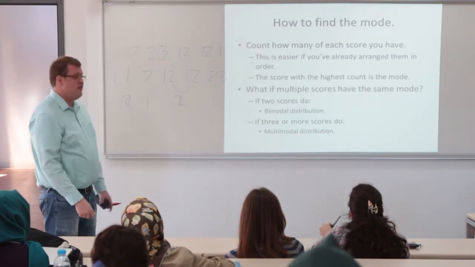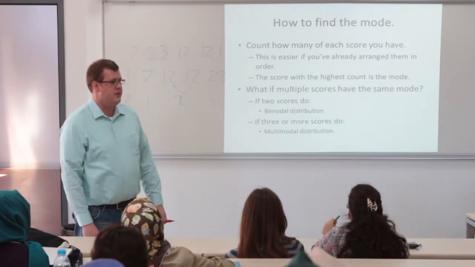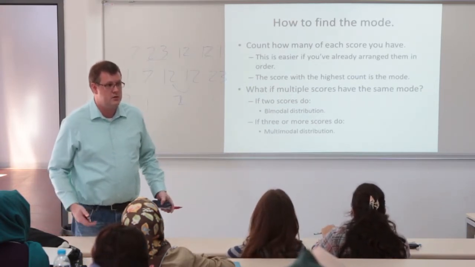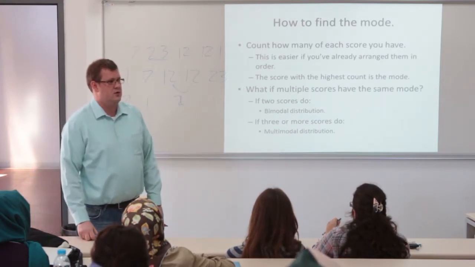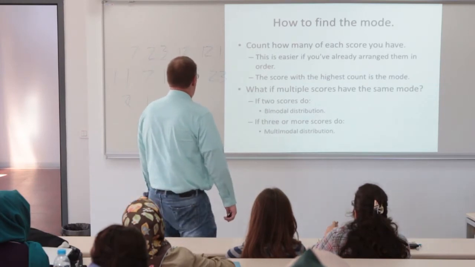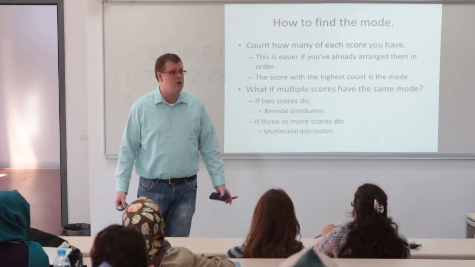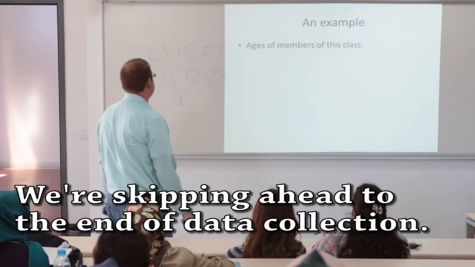If multiple scores have the same mode, if 2 scores do, you call it a bimodal distribution. There are 2 modes. If you have 3 or more scores that have the same counts, that's the highest count, you just call that multimodal. So you have 10 scores with the same, it's just a multimodal. Most of the distributions we're going to be working with are going to be unimodal. Uni meaning 1.